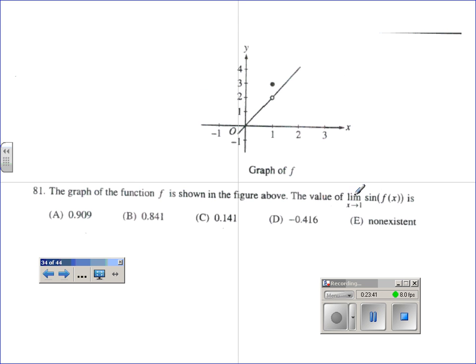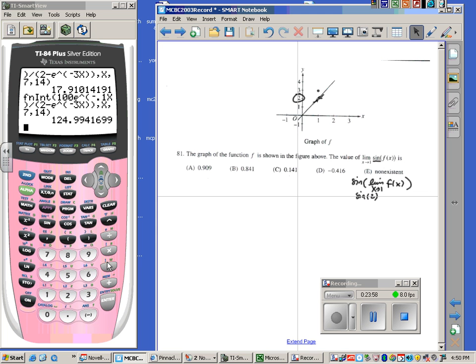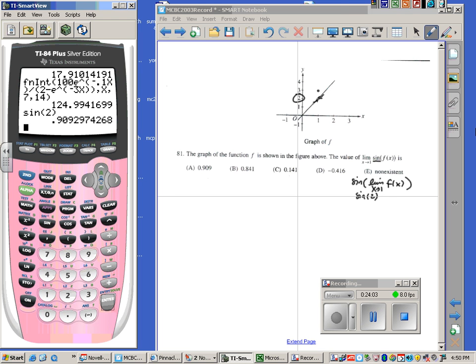What is the value of the limit as x goes to 1 of sine of f of x? Since sine is continuous, this is the same as saying the sine of the limit as x goes to 1 of f of x. What's the limit as x goes to 1? Well, it's where you're approaching. You don't care about where the dot is. You're approaching 2. So this is just the sine of 2, which you can evaluate in your calculator. The sine of 2 is 0.909.